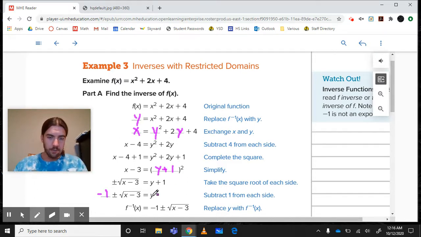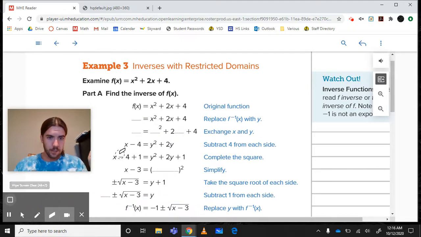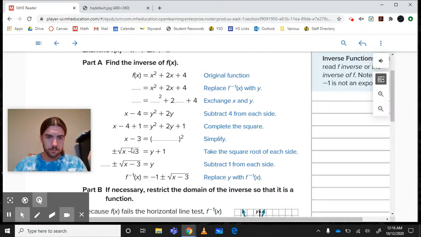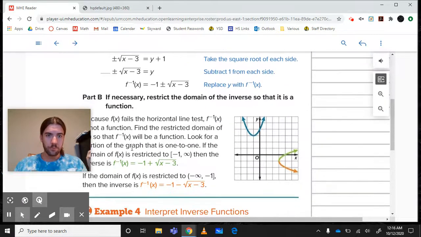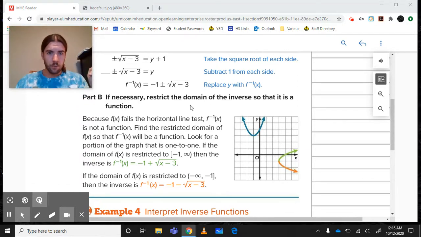Okay, so now we have our relationship solved for y in terms of x. And we can replace that y with our function notation once again. And we can say our inverse function is -1 plus or minus the square root of x minus 3. Okay, so that's going to be our inverse function there at the bottom. Now, a few things we need to say. So, if necessary, which in this case it will be, we are going to restrict the domain of the inverse so that it is a function.